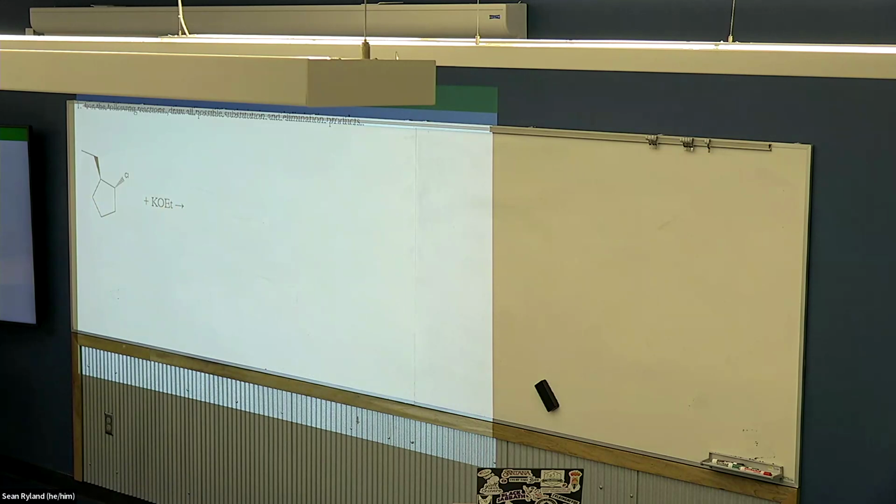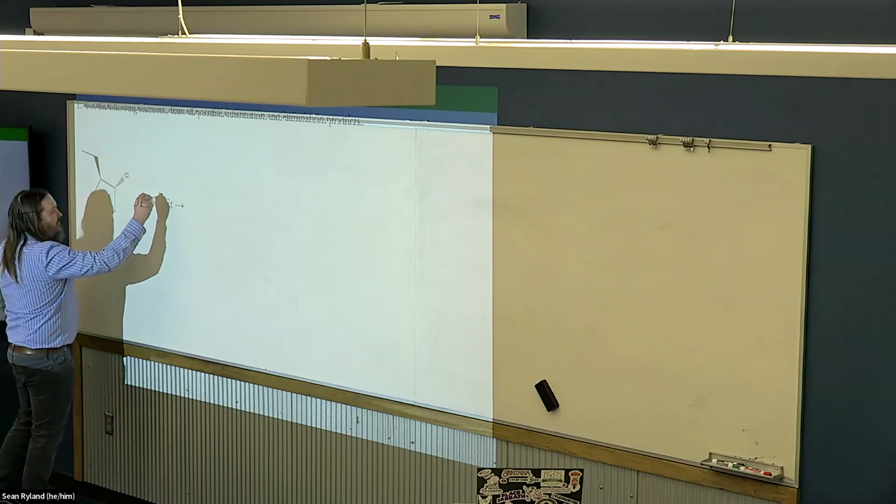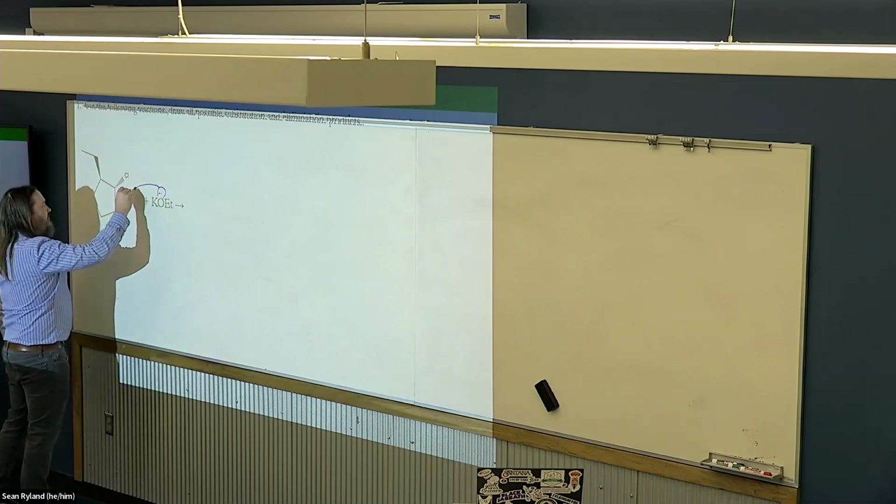Yes, SN2. SN1, we gotta worry about rearrangements though, right? SN2 is only gonna give us one product, right? If we wanted to draw the mechanism, it would look like.